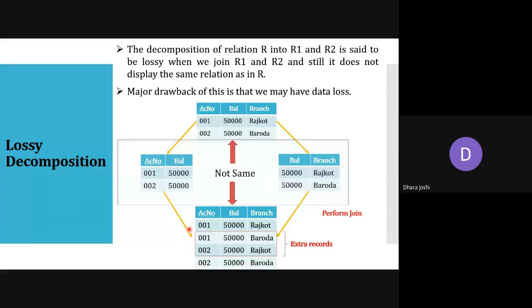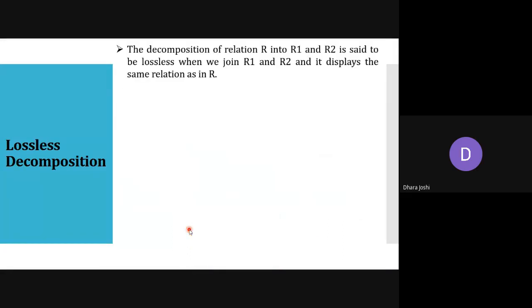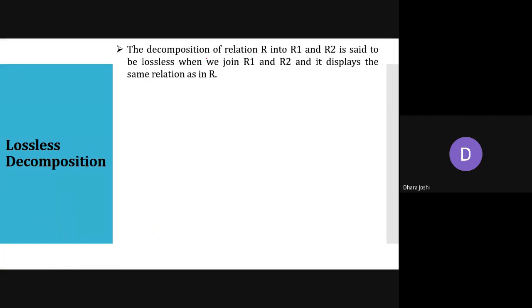Okay. Now we are moving ahead to the next one, which is lossless decomposition. In the decomposition of relation R into R1 and R2, it is said to be lossless when we join these two relations together and it gives the same relation which we had previously. All decomposed relations must be lossless, because only then do we not have any kind of confusion and we do not lose any of the data.